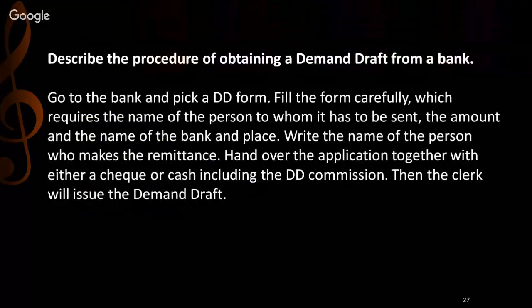Describe the procedure of obtaining a demand draft from a bank. Go to the bank and pick a DD form. Fill the form carefully, which requires the name of the person to whom it has to be sent, the amount, and the name of the bank and place. Write the name of the person who makes the remittance. Hand over the application together with either a check or cash, including the DD commission. Then the clerk will issue the demand draft. So you notice that this is a procedural paragraph. It is not used in the passive voice.